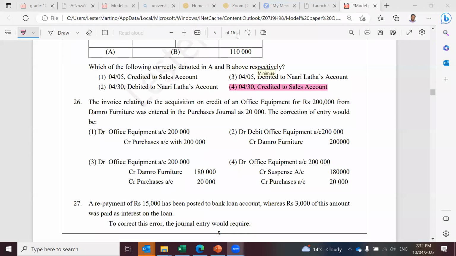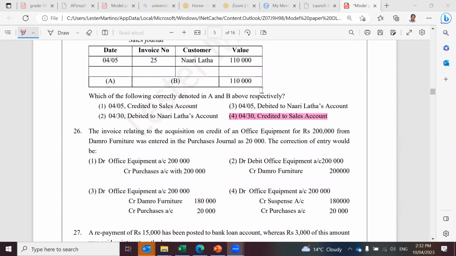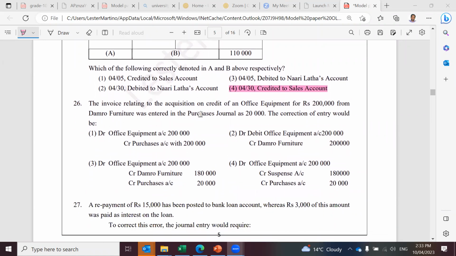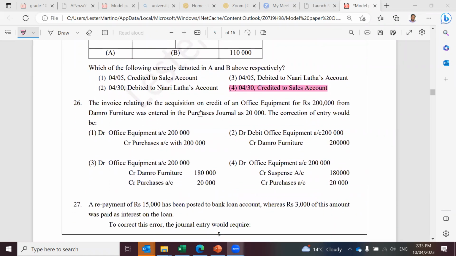Yeah. So in that case, if it is a purchase journal, you need to take the last day of the month and then you take debited to purchase account. Debited to purchase account. Right, next one, 26.